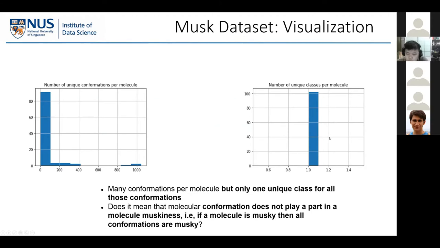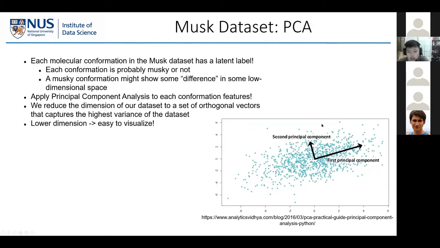But does it mean that the molecular conformation doesn't play a part? Meaning, if a molecule is musky, then are all the conformations musky? This is what we are trying to understand from this data, and in order to do that, we need to do some visualization. We're going to use PCA because the data has a dimensionality of 165, and we can't visualize 165 dimensions effectively. So we can do this thing called PCA, or principal component analysis.